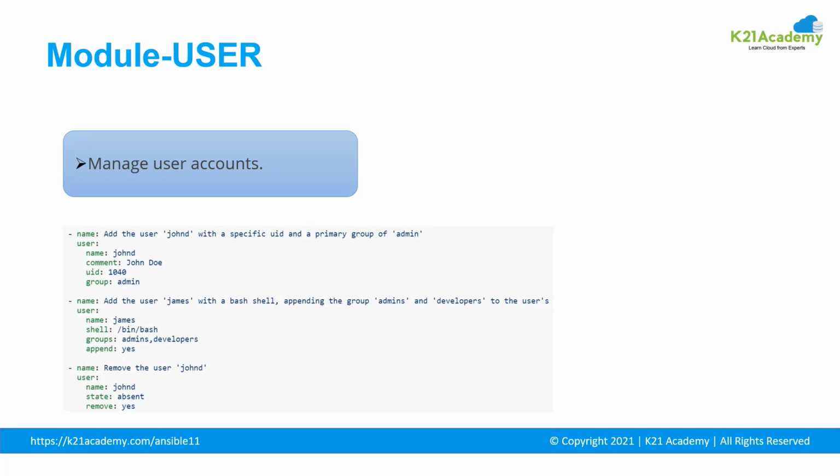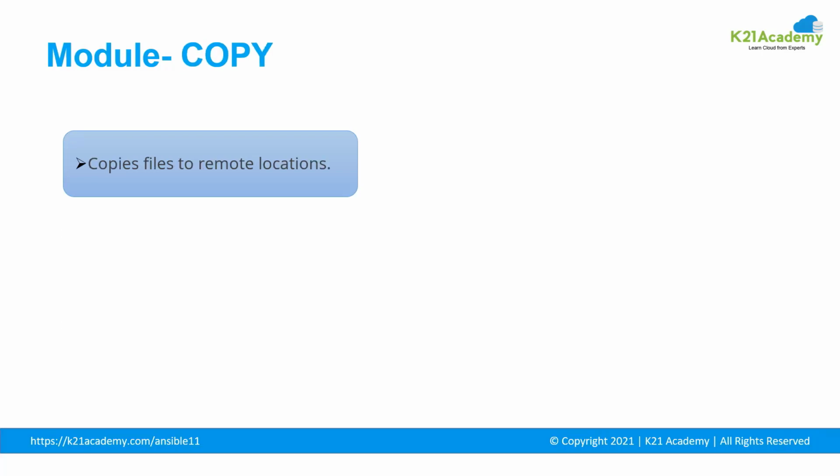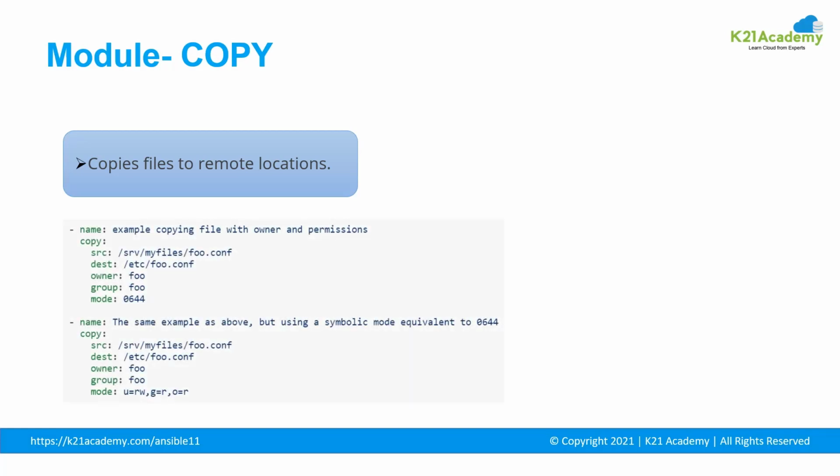So as the name indicates, if you want to create any users on a target machine, change the password of a user, or delete any users, all those things can be done with the help of this user module on the target machine. This is a copy module. As the name indicates, if you want to copy any files, create any directories, or move any files, all those things can be done with the help of this copy module.